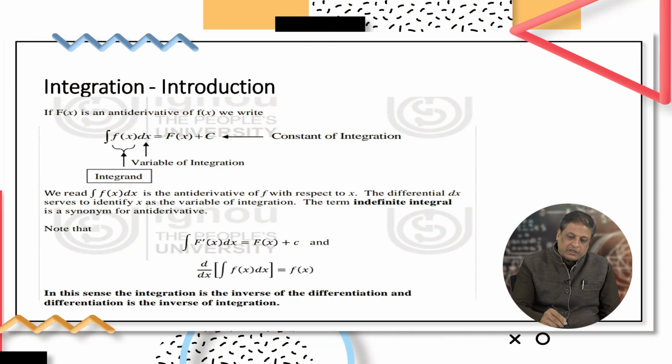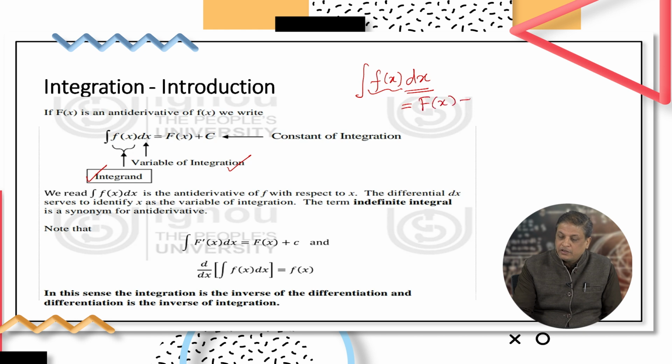The very first expression is self-explanatory. In this expression, we have a function. We represent integration by this sign, and integrating a function f(x) is written in the format integral of f(x) dx, where dx is the variable of integration and f(x) is the function to be integrated. That's why it is known as the integrand. So integrating the function, you get the answer F(x) plus c.